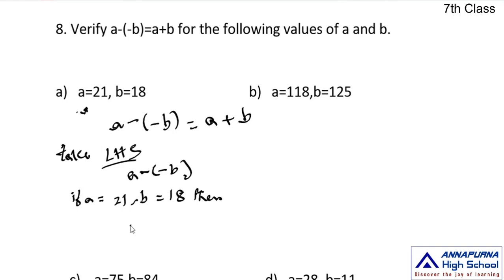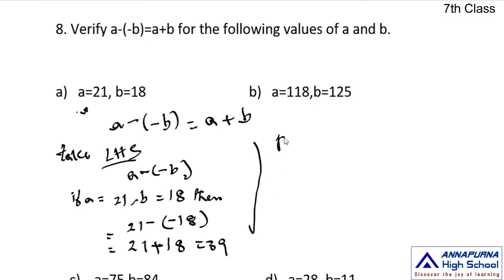Substitute the values of A and B. A means 21 minus of, B means how much? Minus 18. You know the subtraction, so 21 plus, this becomes plus sign, the additive inverse of this one, plus 18, which is equal to 39. If you take the RHS, RHS is A plus B. Substitute the values of A and B. A is 21 plus B is 18. 21 plus 18 is equal to 39.